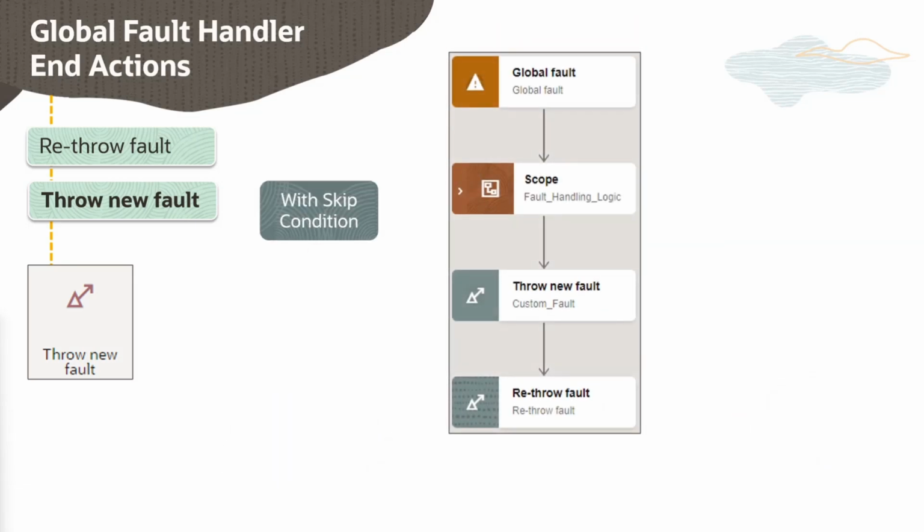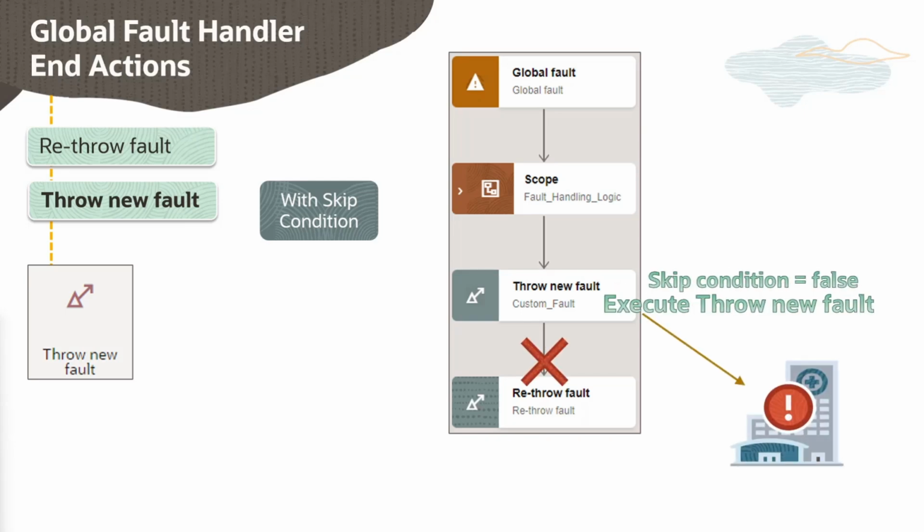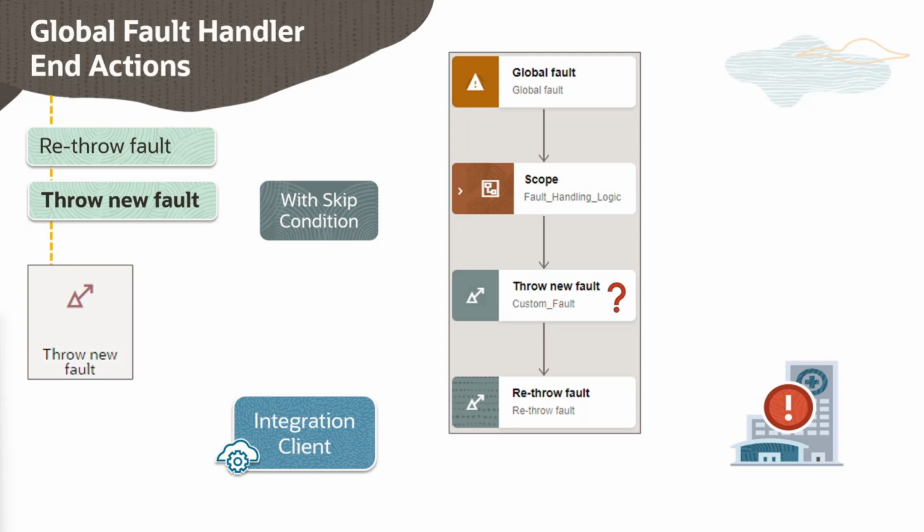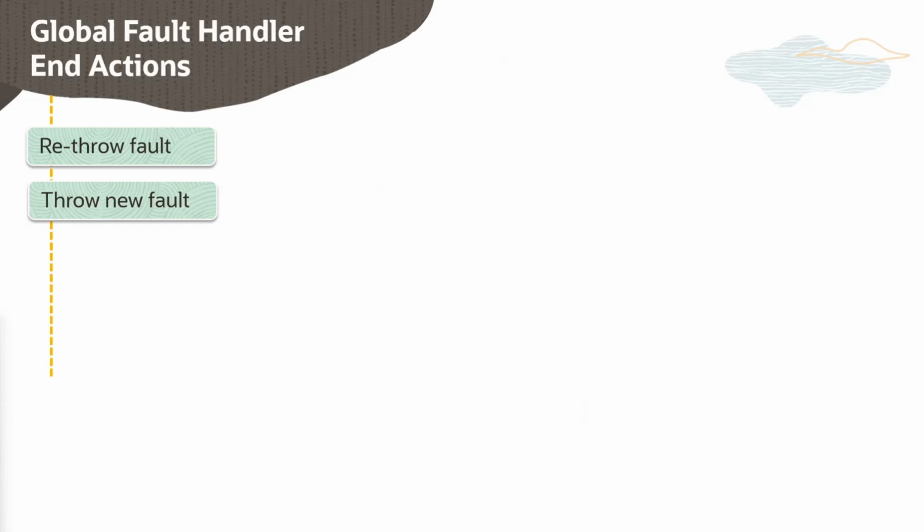The other way to use this action is with a defined skip condition based on any dynamic expression. In this example, if the condition is false, the integration terminates here, and the custom fault is delivered to the error hospital. Otherwise, if the condition is true, the action is skipped, and the rethrow fault action will deliver the original fault as is to the error hospital. And once again, if this is a synchronous flow, whichever fault message was delivered to the error hospital will also be delivered to the integration client.